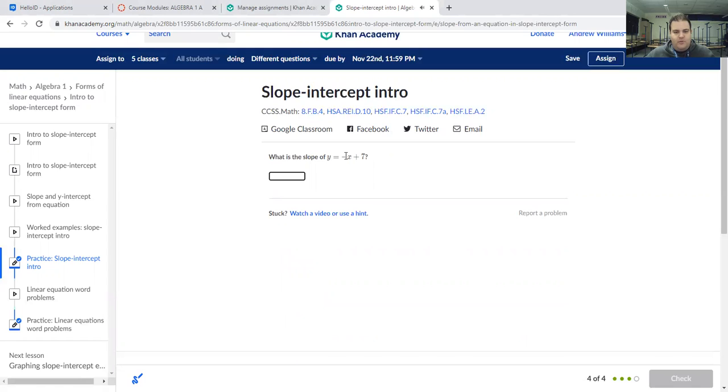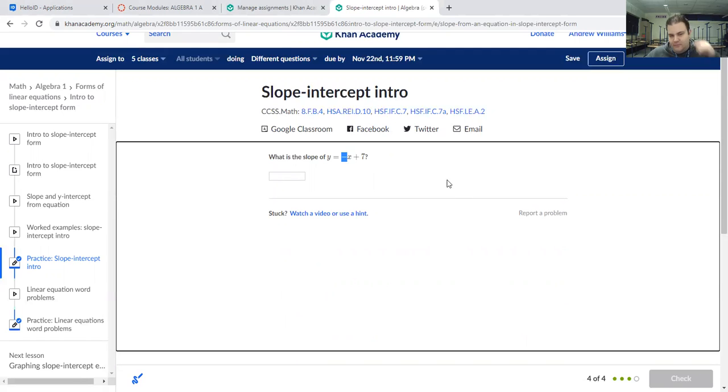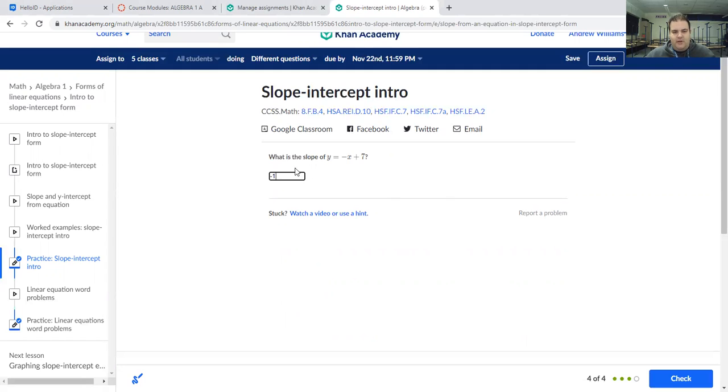What is the slope? Ooh, this is actually kind of a fun one. Negative x. I would have many students say to me, Mr. Williams, there is no slope. There's no number there. There is a number. It's negative 1, right? We as mathematicians, we don't like writing negative 1x because we're lazy. So we convert it to negative x. But negative 1 is the equivalent of just a negative sign in front of a variable. So negative 1 is our slope.